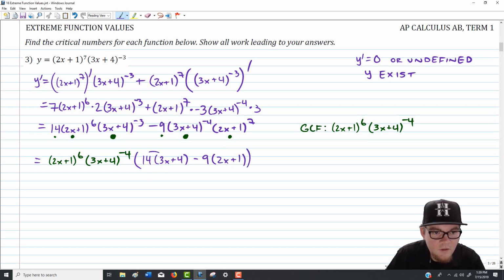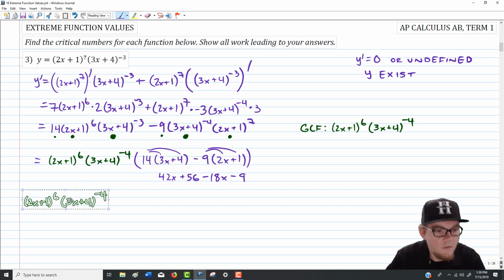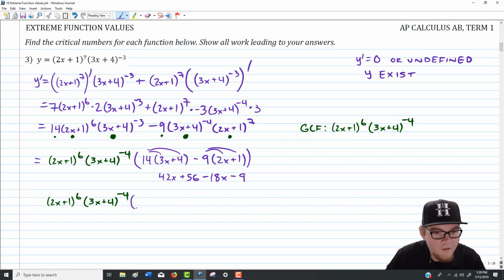Now, focusing on that last little part here, we're going to get 42x, yay, plus 56 minus 18x minus 9. And if we want to write the entire thing together, we'll just pull the GCF down. We're going to then have as our remaining factor 42 minus 18 is, I believe, 24. So 24x. 56 minus 9 is positive 47. So that's a lot of work.